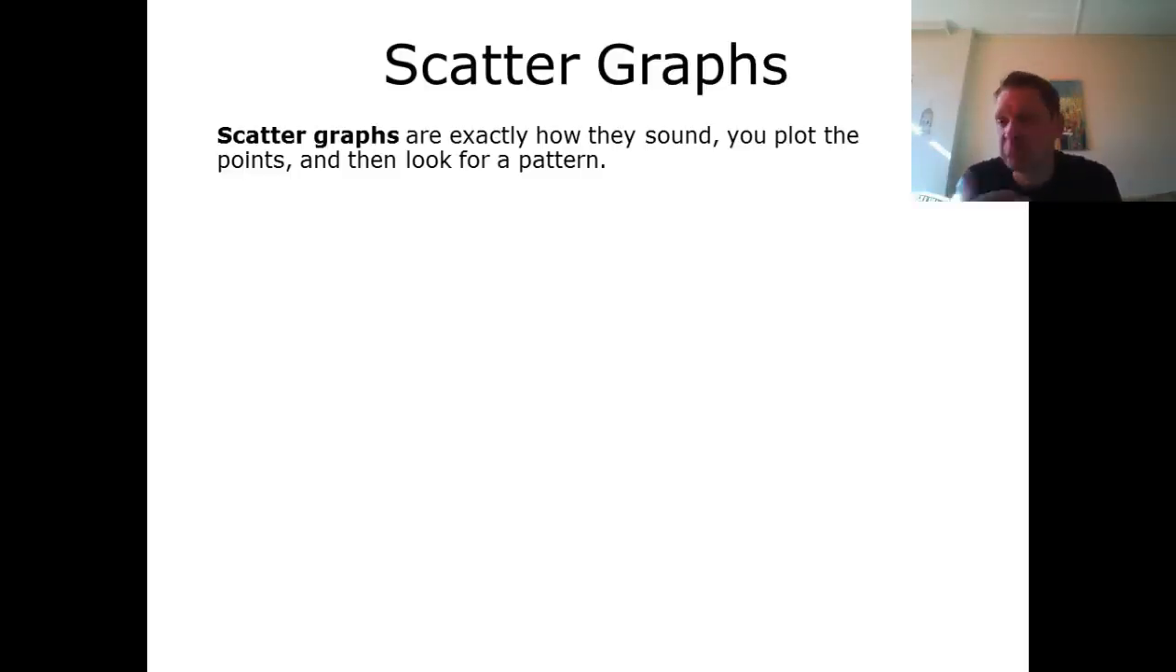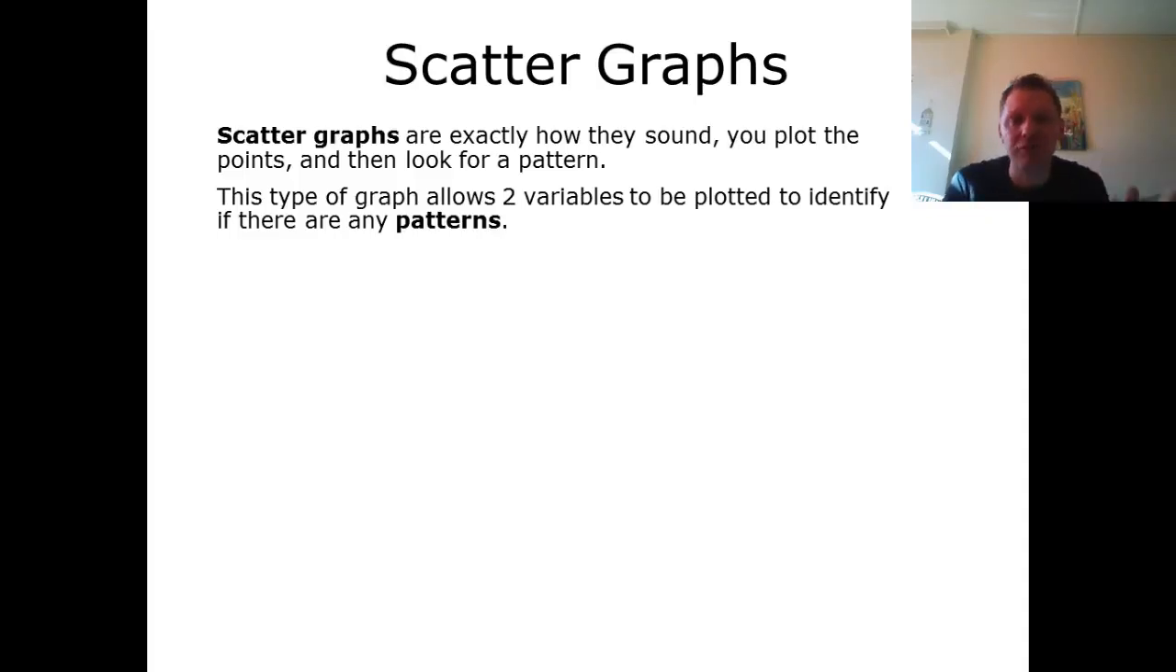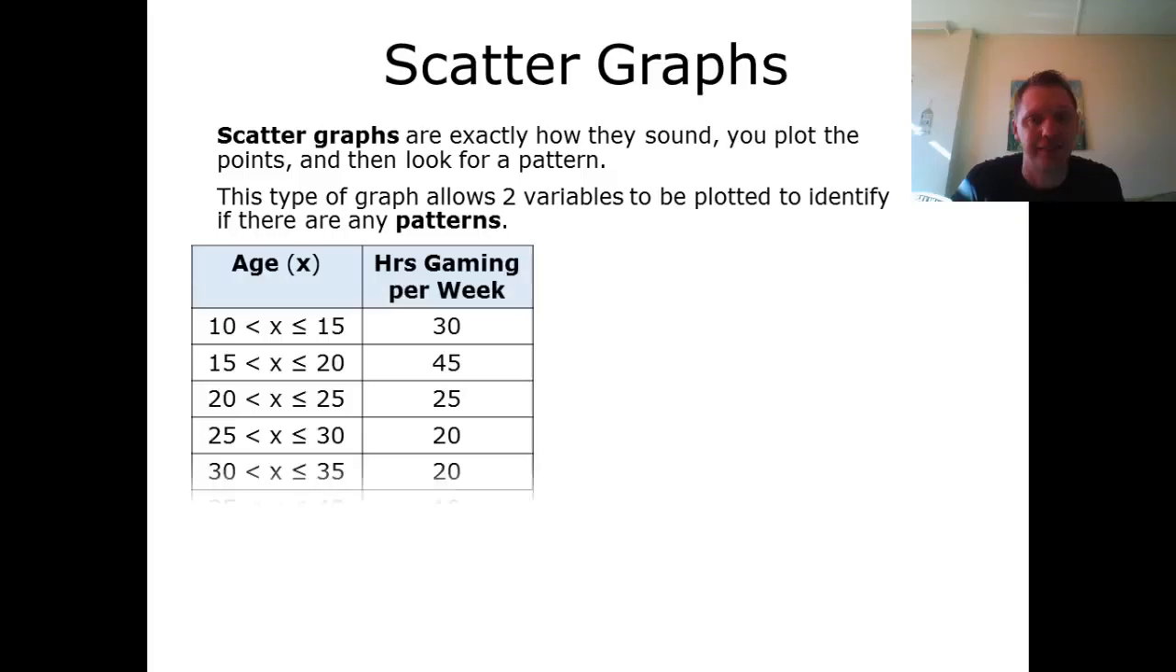So scatter graphs are literally the way that they sound. What we've got is a graph with lots of points scattered about after we've gone and plotted them. And what we're actually trying to do is look for some kind of pattern or trend. These graphs take two variables and compare them, trying to find the pattern.